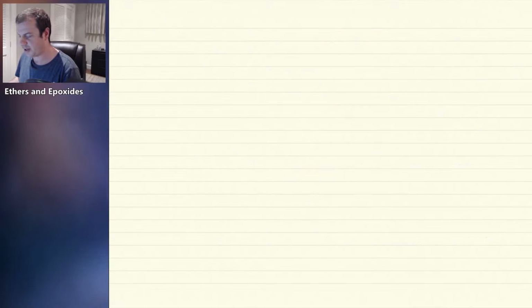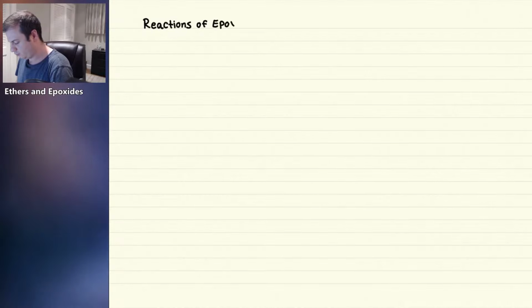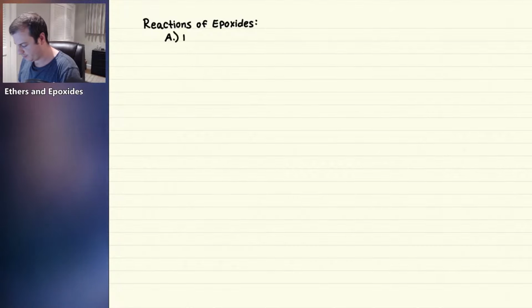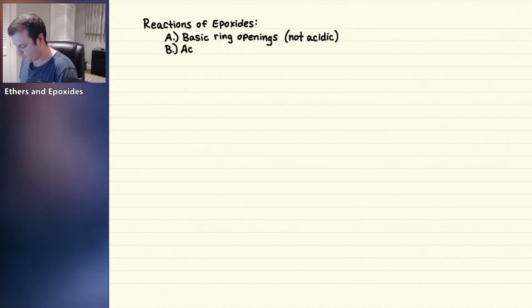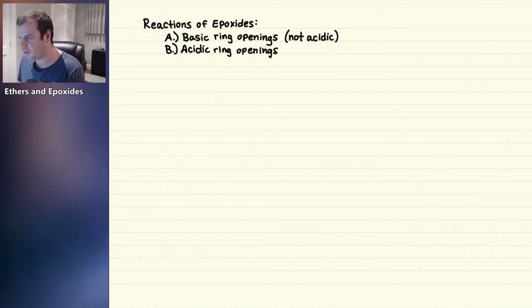Now let's look at the reactions of epoxides. And these reactions fall under two categories. We have basic ring openings, and we're also going to have acidic ring openings. And sometimes we'll define the basic ring openings as simply not acidic. We're going to take a look at these two types of ring openings in the lecture today.